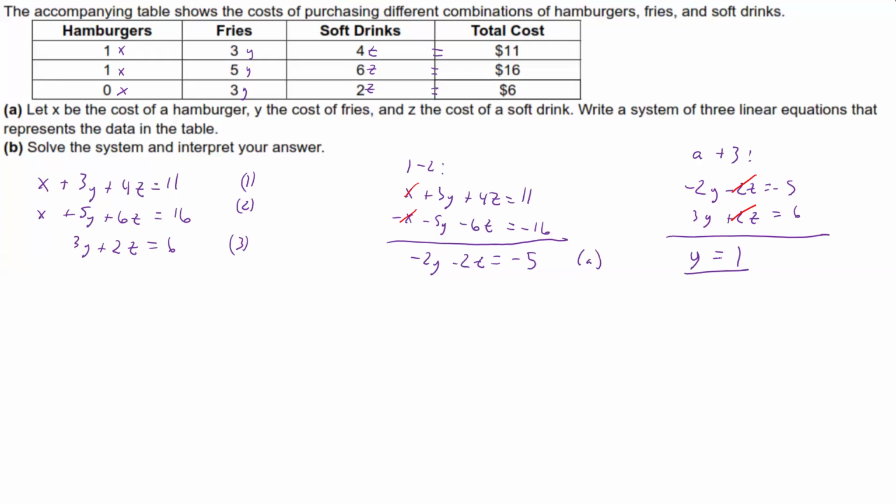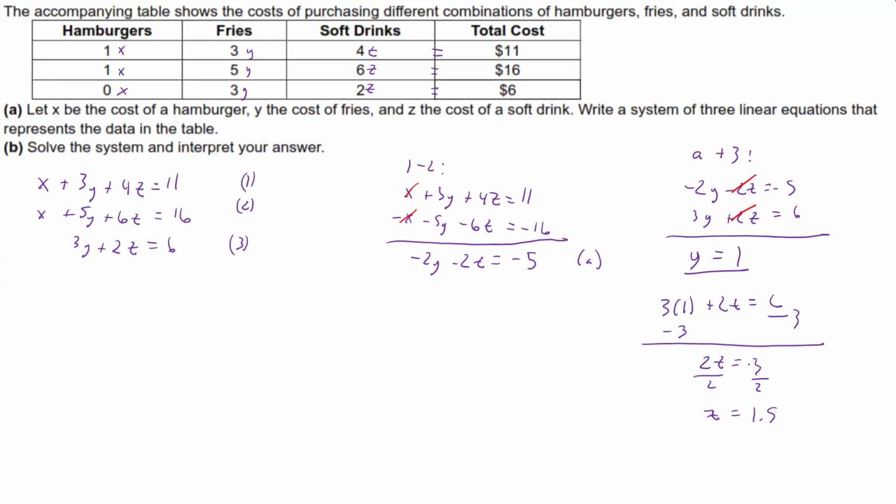Now we can plug y equals 1 back into A or into 3. It really doesn't matter. Because A has negatives, let's do the positives. So we substitute: 3 times 1 plus 2z equals 6. We plugged it back into 3. Subtract 3, and we have 2z equals 3, so z equals 3 divided by 2. Because these are prices and usually we don't represent a price as a fraction, it's going to be 1.5. We could leave it as 3 halves, and that's fine as well.